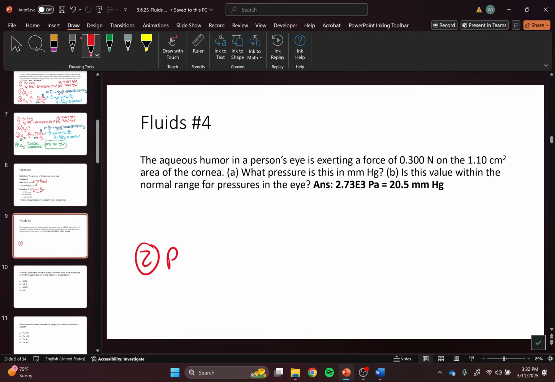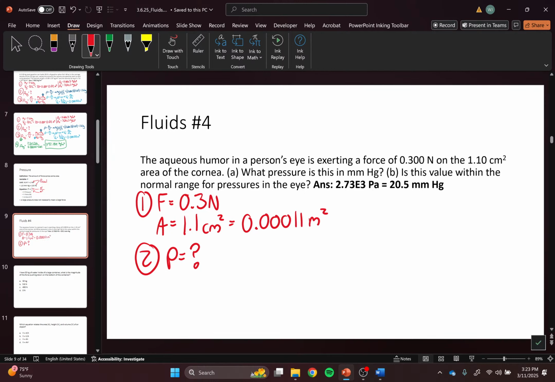All right, so we're going to start with step 2. We're solving for pressure. We are given force, 0.3 newtons, and we're given the area. And this is where, if you made a mistake, the mistake's going to have happened. This area is 0.00011 meters squared. I did that unit conversion really quick. And if you did the unit conversion and got 0.011, I'm going to show you all why you have to do it twice.